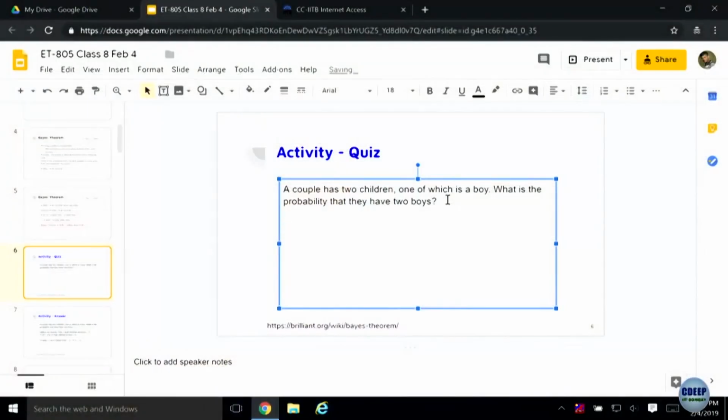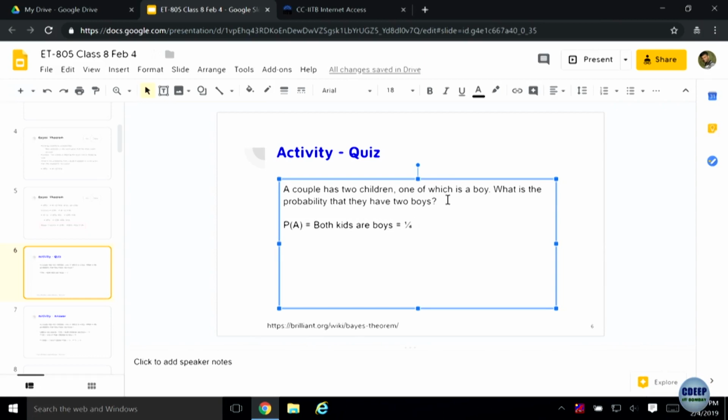Okay, let's talk about two events. There are two events. We want to predict probability of A, both kids are boys. So both kids are boys is 1 by 4. Are you sure about it? Why 1 by 4?